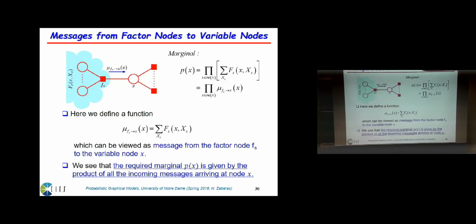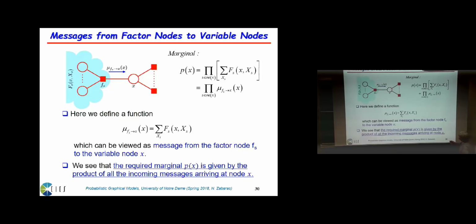It's a definition. So what is this message? It originates from the product of all of these potentials where I have integrated out all the variables X_s. And the only variable that is left is the variable little x. So basically what this says is that the marginal of the little node x is the product of all the messages arriving from the factors that are neighbors to little x.